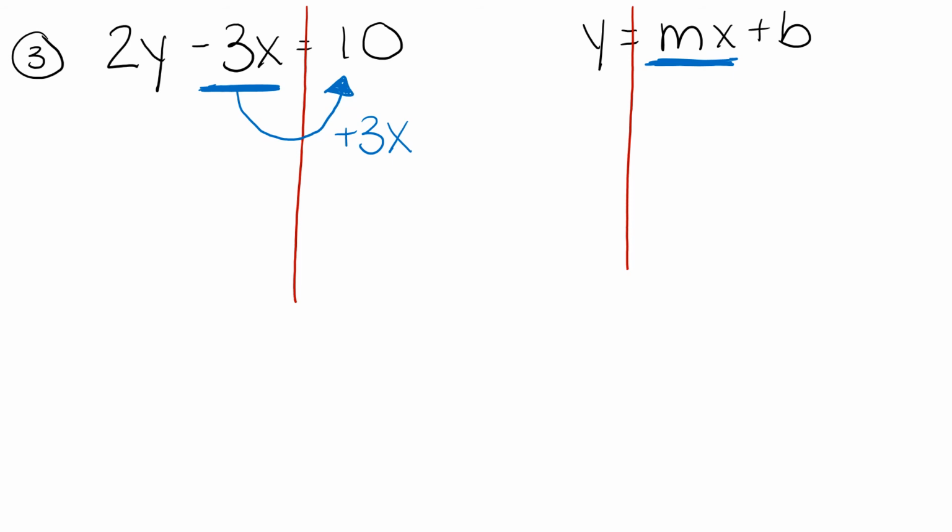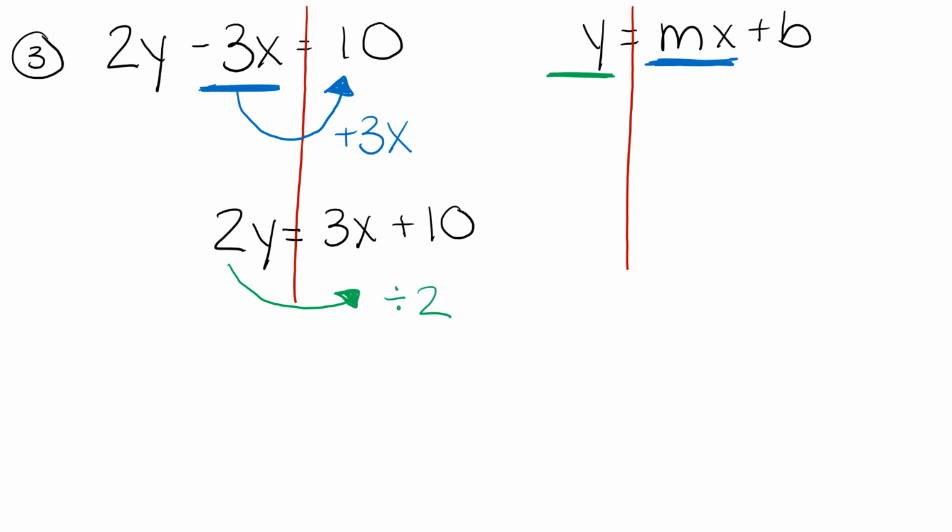Now let's rewrite what we have. We still have the 2y because we did not use that piece yet. We now have a positive 3x on the other side, and we also have a positive 10. However, this equation is not finished because in slope-intercept form, the y value is by itself. There should be no other numbers, meaning we need to take the 2 and move it to the other side. Now the 2 and the y side by side means multiply. So when we move it, we do the opposite, we divide.